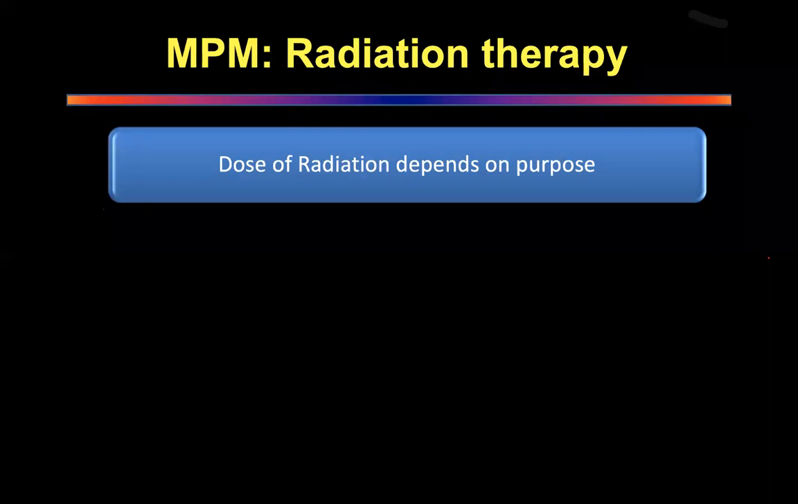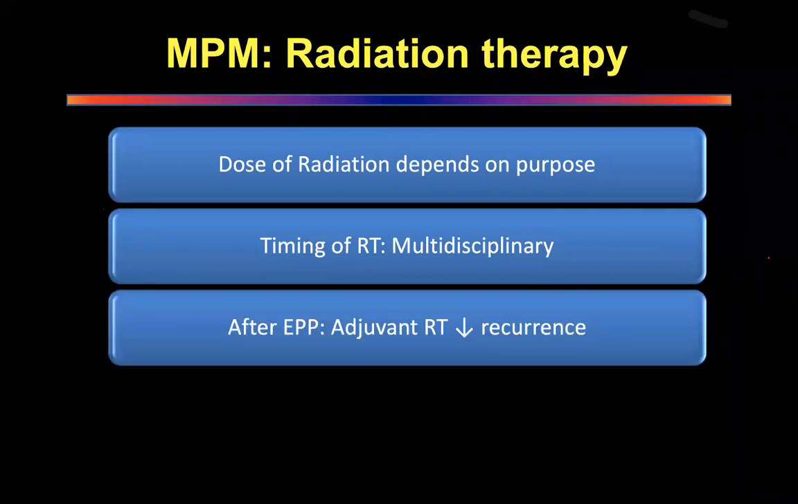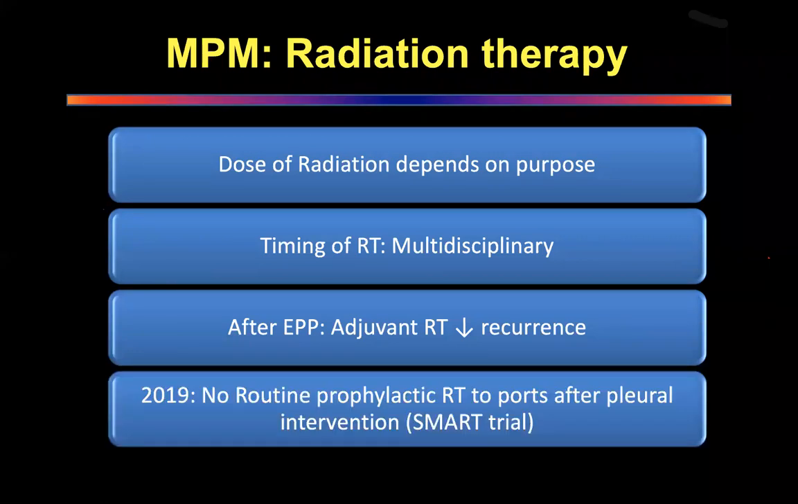Dose of radiation depends on the purpose that you're using it for, okay? So the timing of radiotherapy has to be multidisciplinary. You've got to decide when surgery, when radiotherapy, and things like that. After EPP, adjuvant radiotherapy, there is evidence that adjuvant radiotherapy decreases recurrence. So the microscopic cells are taken care of rather than just the surgery.